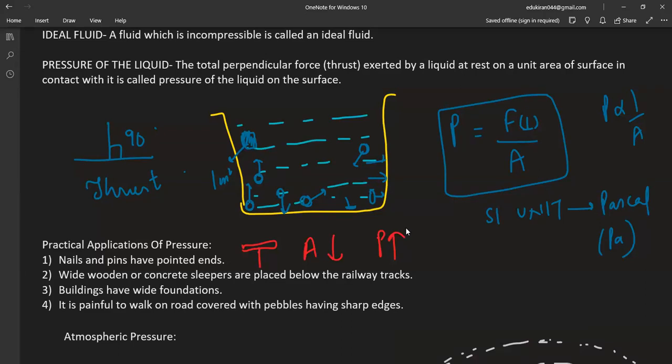Or second example, wide wooden or concrete sleepers are placed below the railway tracks. This increases the area, so the area of the track increases. So the pressure that is being applied decreases over the train. Buildings have wide foundations, same thing. Again, the area increases. The purpose is to increase the area.